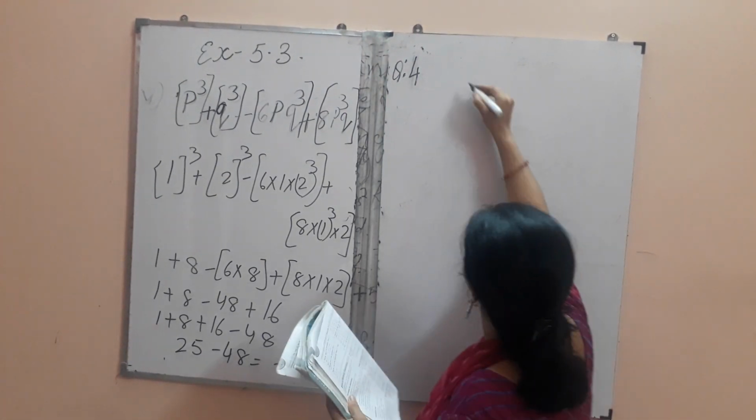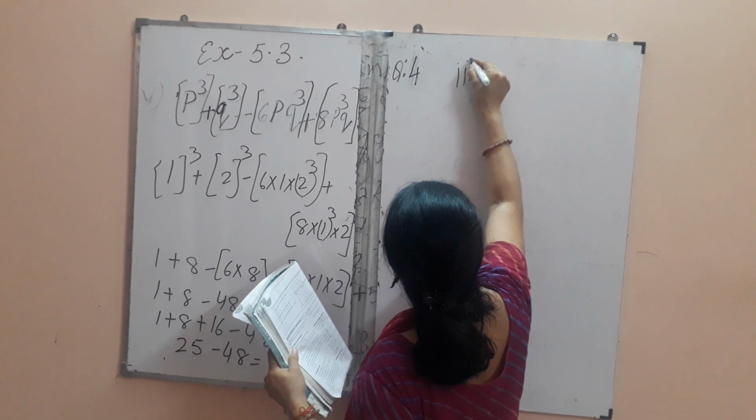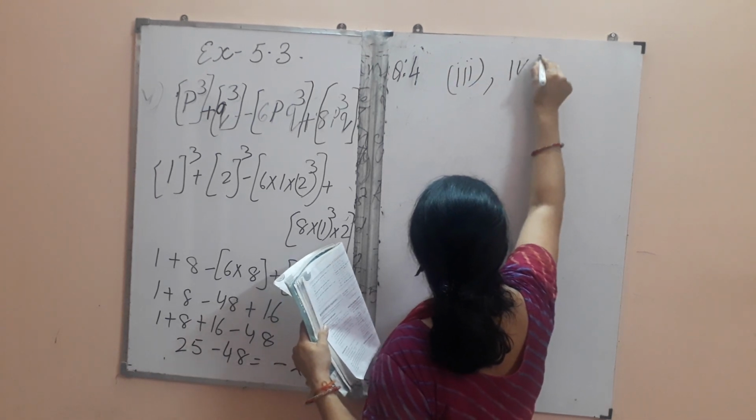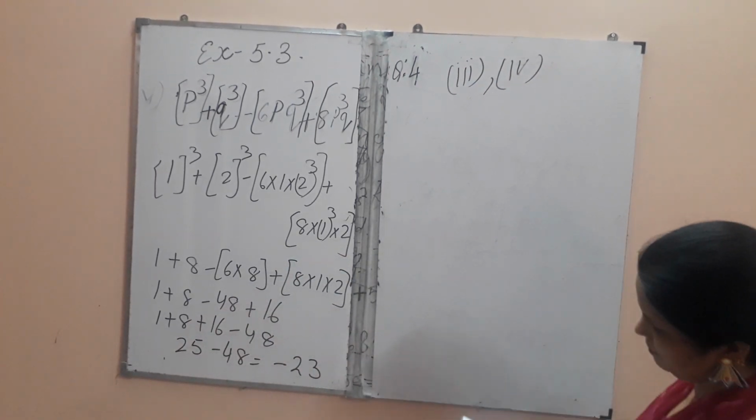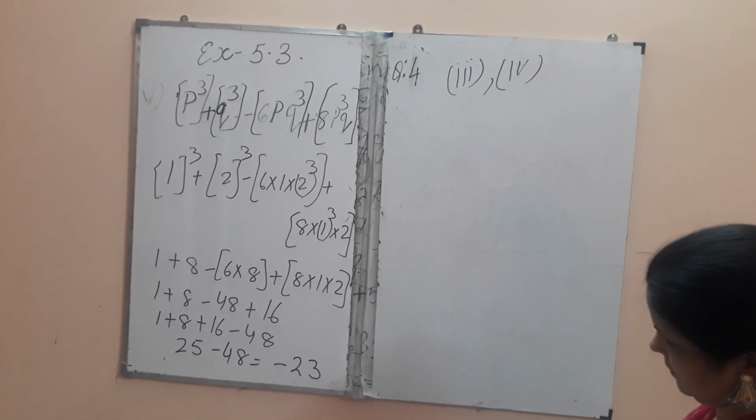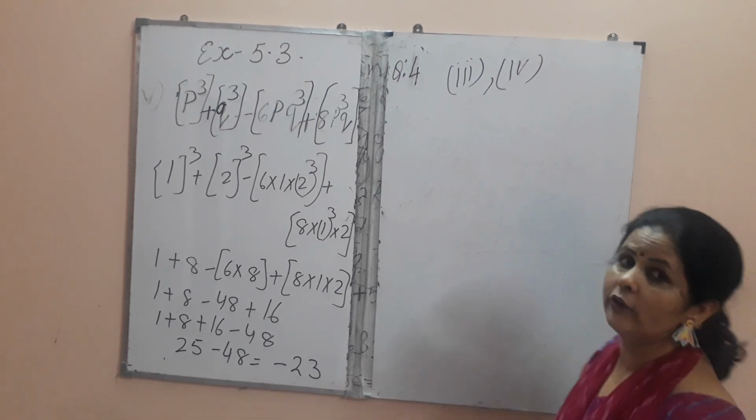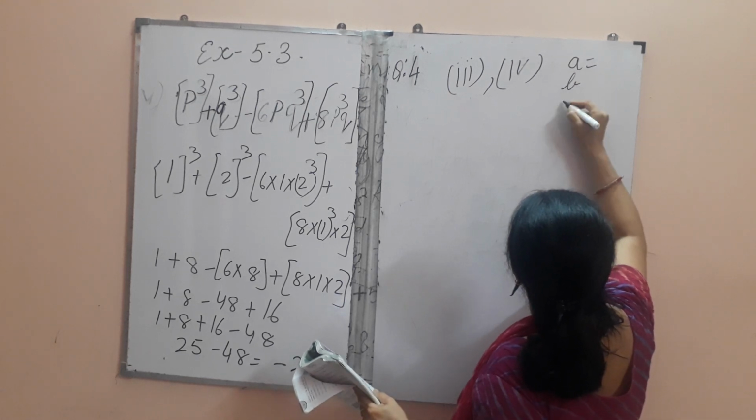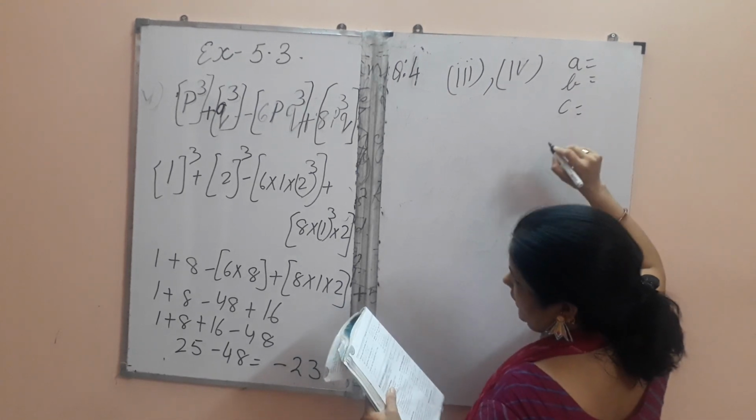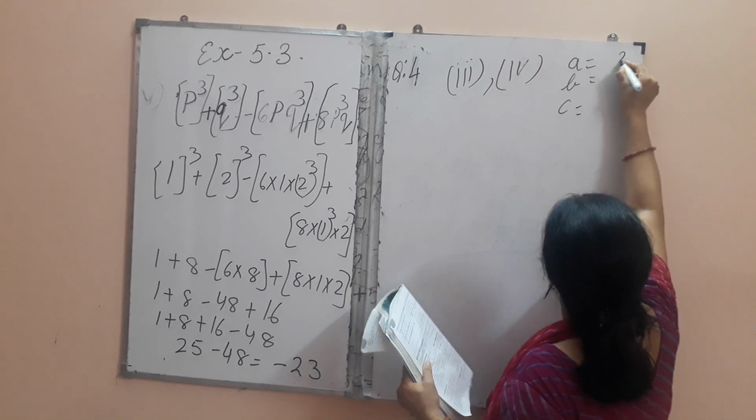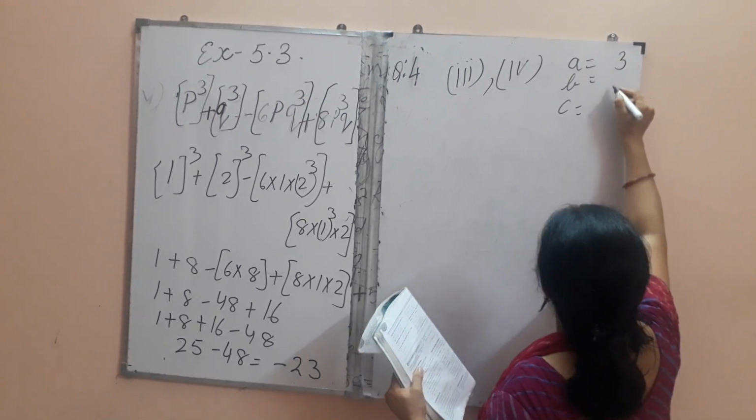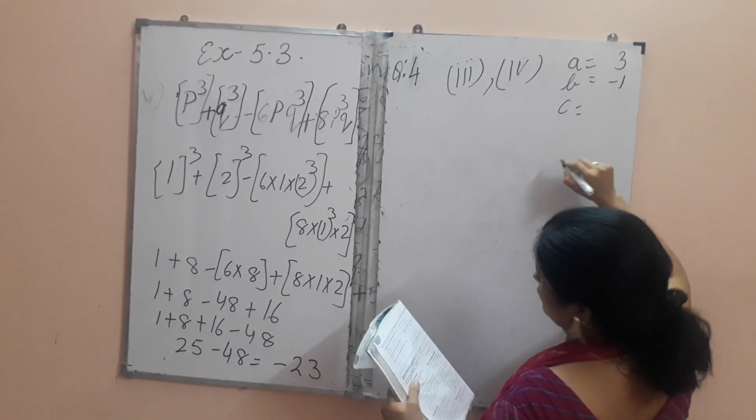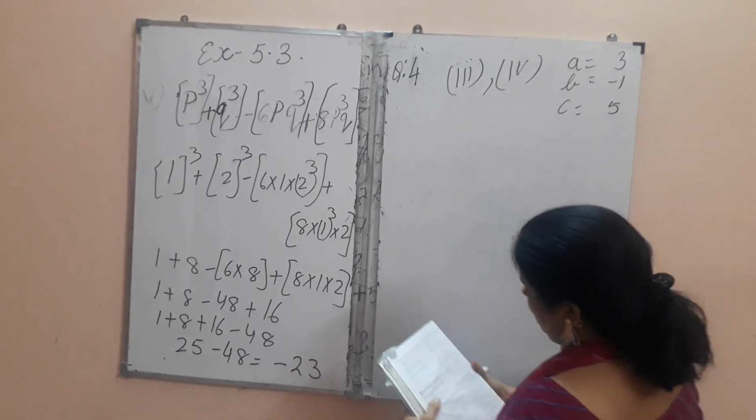Last parts we'll do, third and fourth part. In this, simplify and find the value of the expression when there are 3 variables now. A equals 3, B equals minus 1 and C equals 5. Now, question number 3.